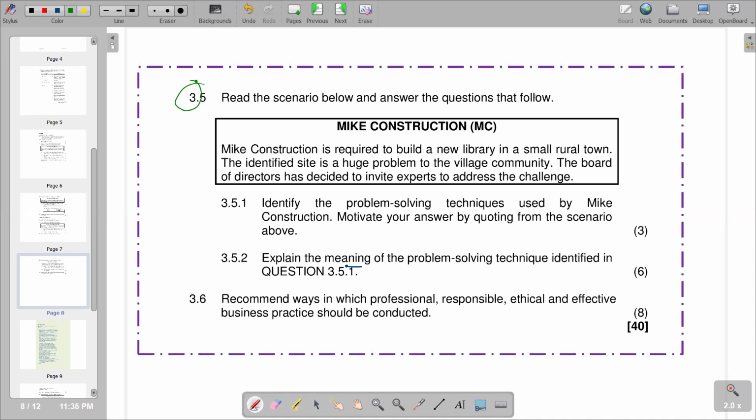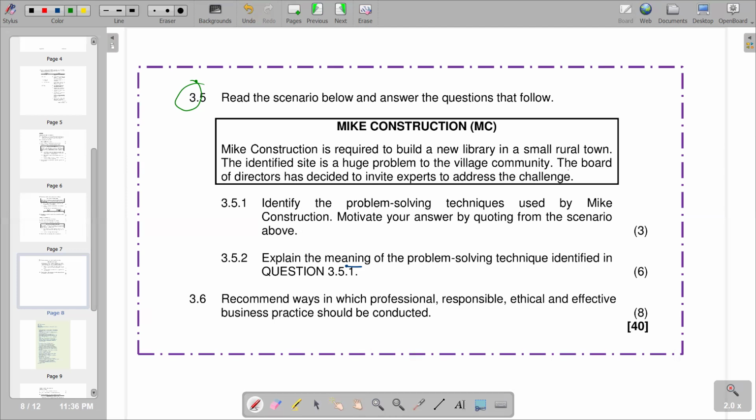The question reads, read the scenario below and answer the questions that follow. We are given My Construction there in brackets, MC. My Construction is required to build a new railway in a small rural town. The director has decided to invite experts to address the challenge. So 3.5.1 is: identify the problem-solving technique used by My Construction. Motivate your answer by quoting from the scenario above. So obviously, we're going to identify the technique, and then we also provide the motivation.